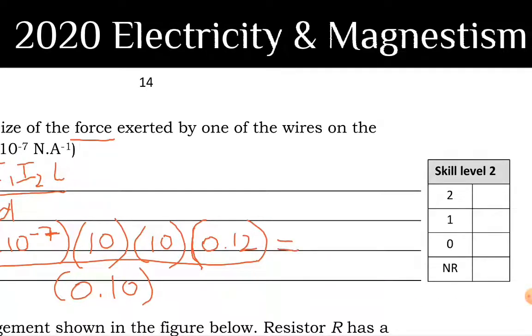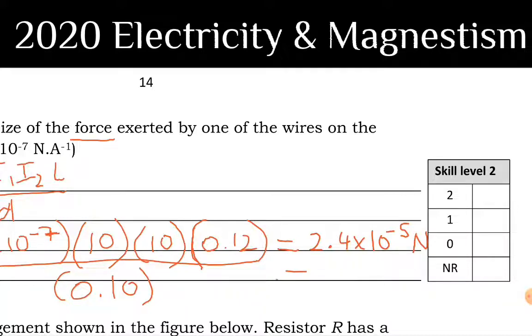So place all that into a calculator. You should get an answer of 2.4 times 10 to the negative 5 newtons. So as you can tell, this is a very, very small number because of how the power of 10 is a negative number. And so this is in the standard form.